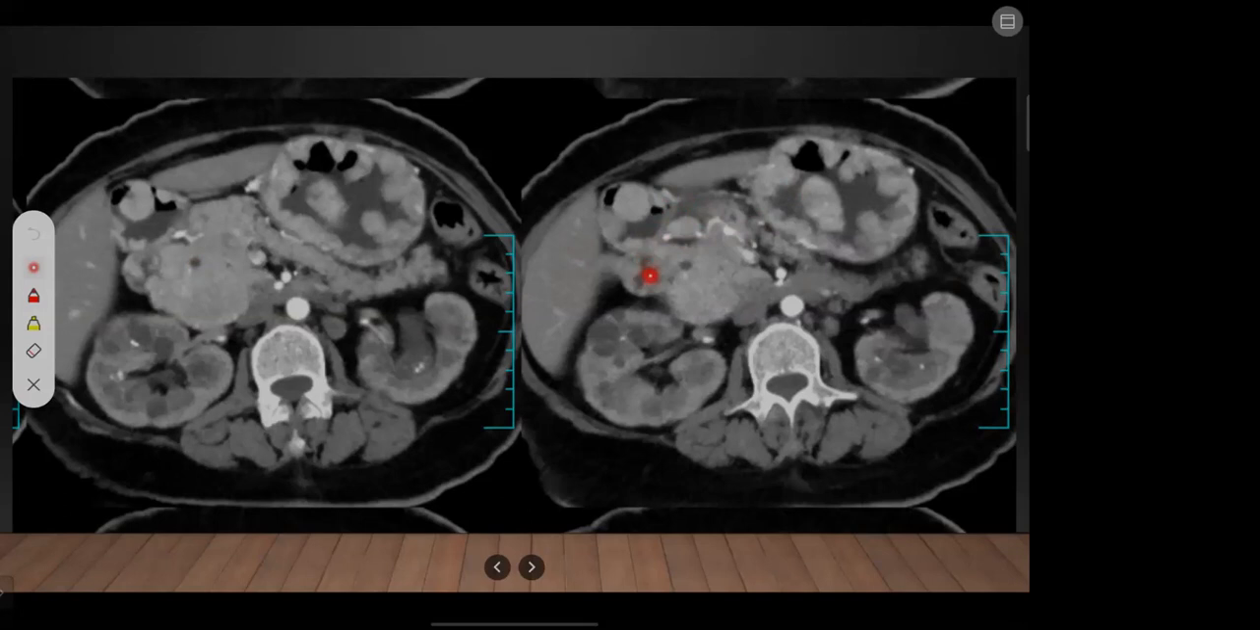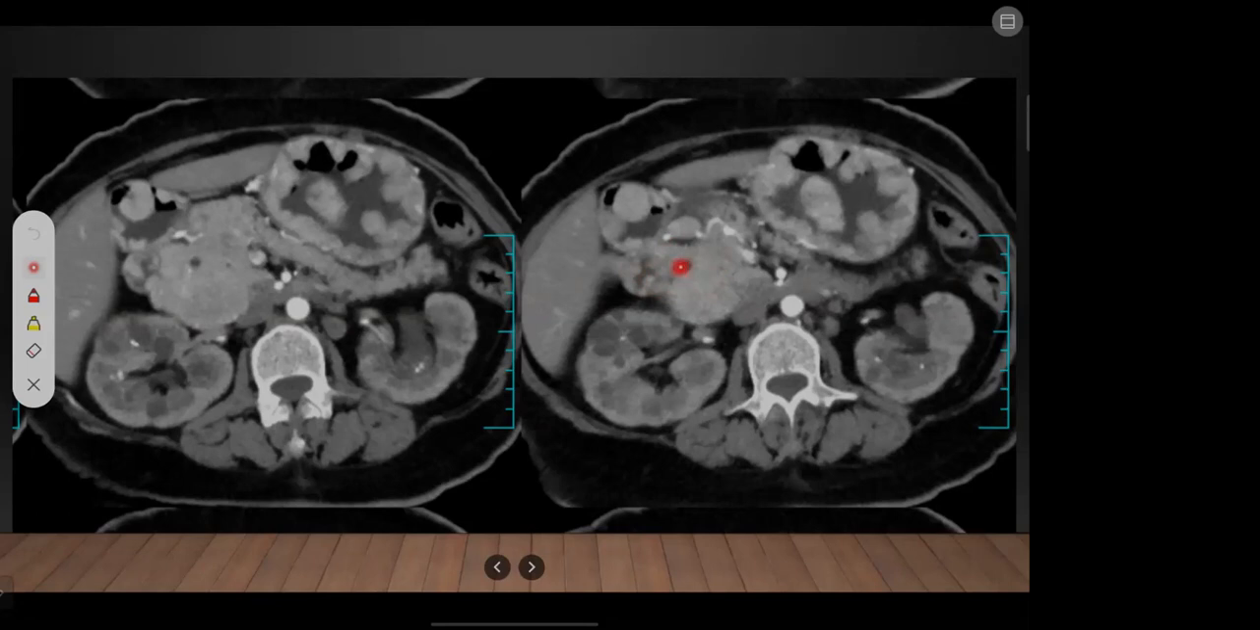First of all, the location, sir. This lesion is particularly involving the head and uncinate process of the pancreas. This lesion is enhancing equally with the rest of the pancreatic parenchyma. In this case, there is no main pancreatic duct dilatation, no biliary obstruction, and no pancreatic parenchymal calcification, sir.